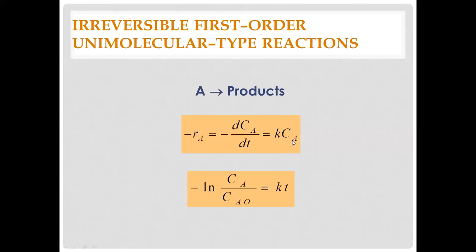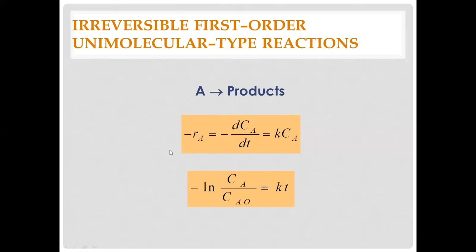Now, this concentration term or terms are raised to the coefficient of the species as it appears on the left side of your equation. So having said that this is a unimolecular type of reaction, this is irreversible, and this is elementary, it follows that its rate law is written like this.